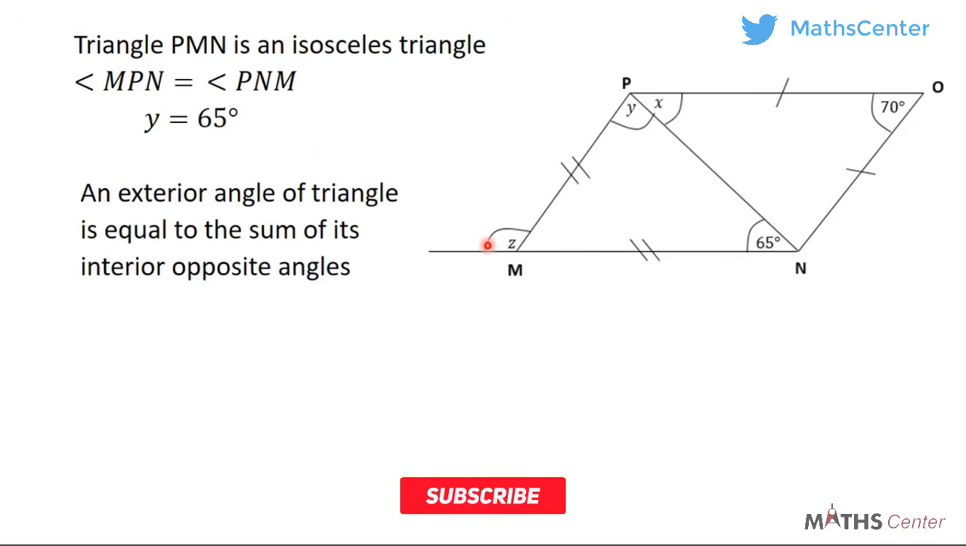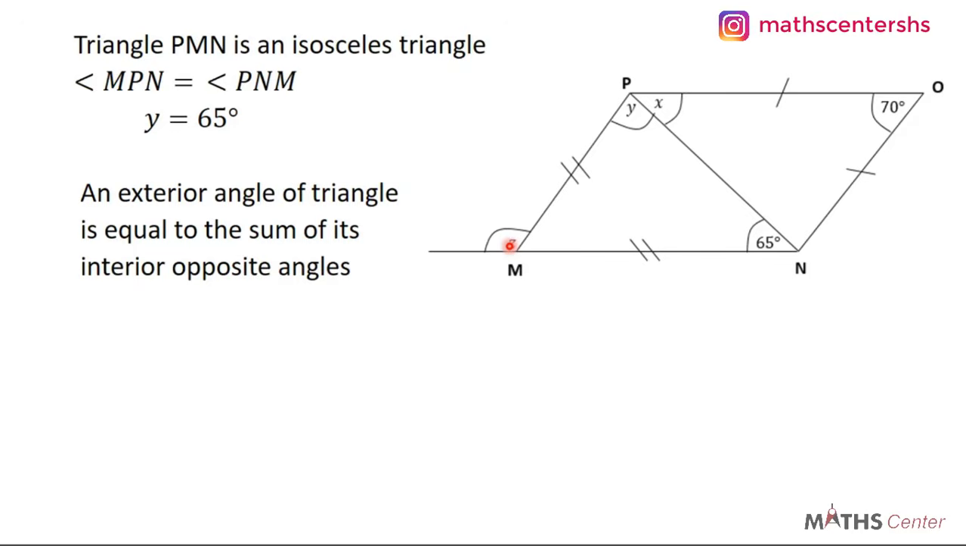What do you know about an interior opposite angle of a triangle? We know that an exterior angle of a triangle is equal to the sum of its interior opposite angles. We have an exterior angle here, which is Z. We know its interior opposite angles to be Y and 65 degrees. We found the value of Y, so we can find Z from there. What this means is that Z is equal to Y plus 65 degrees. We know that Y is 65 degrees, so Z is equal to 65 degrees plus 65 degrees, which will give us 130 degrees. This is one way of solving the question.